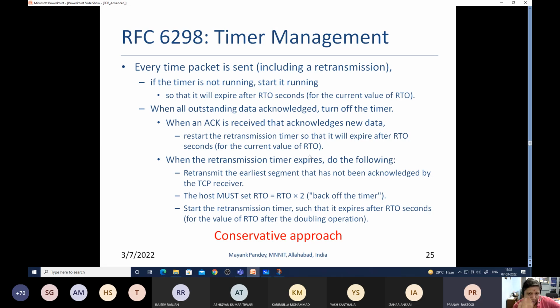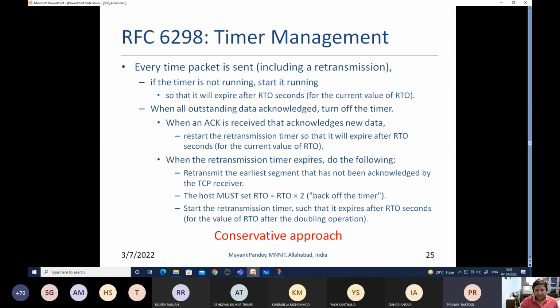The oldest packet which has not been acknowledged. And at that point of time when you want to retransmit it, the RTO would be set to the current RTO into 2. Start the retransmission timer so that it expires after RTO seconds for the value of RTO after the doubling operation. This is a conservative approach.